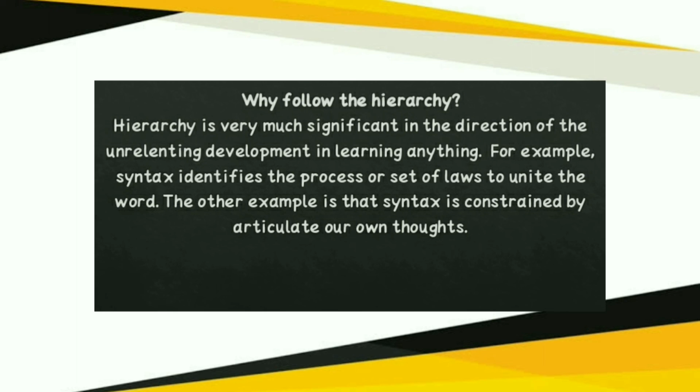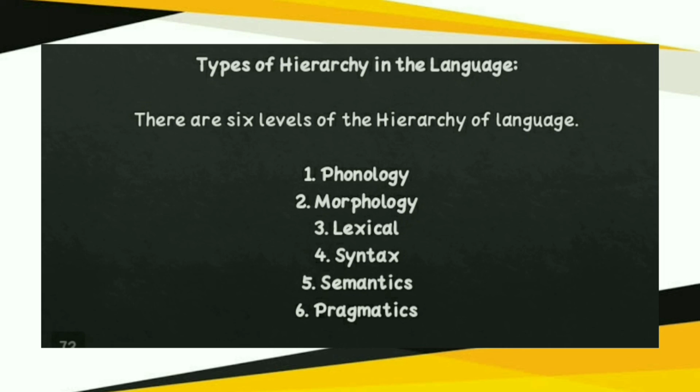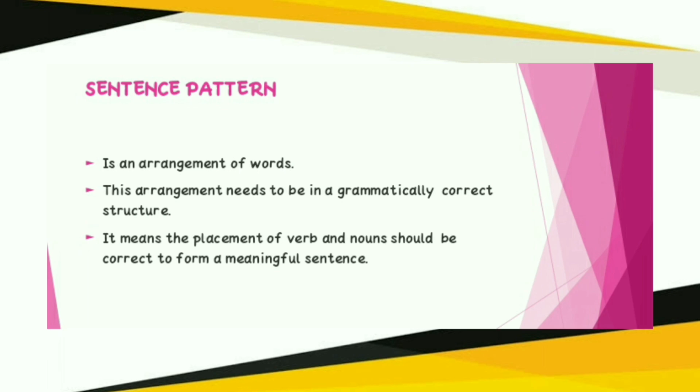So there are types of hierarchy in the language. We have six types of hierarchy of language. The first one is the phonology, morphology, lexical, syntax, semantics, and pragmatic. Sentence pattern is the arrangement of words. This arrangement needs to be in grammatically correct structure. It means the placement of verb and noun should be correct to form a meaningful sentence.